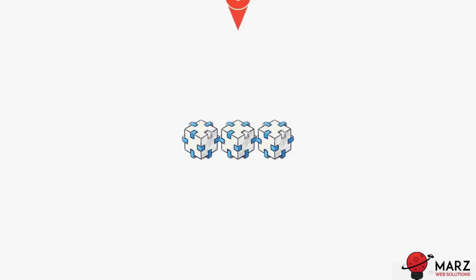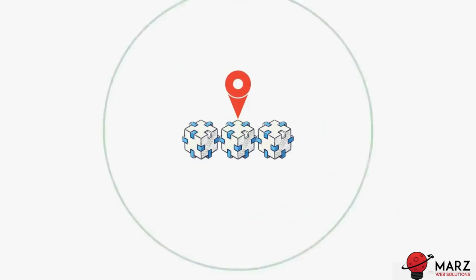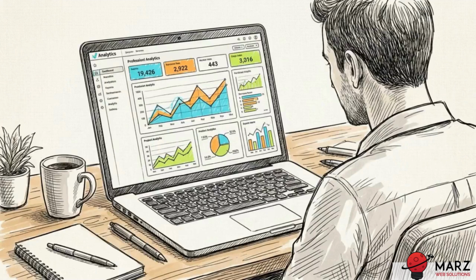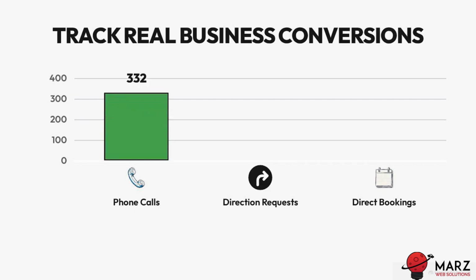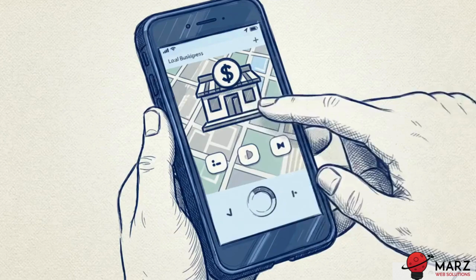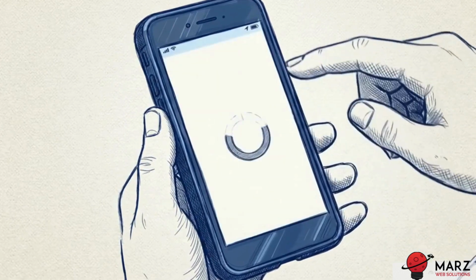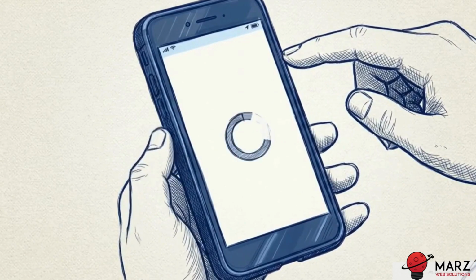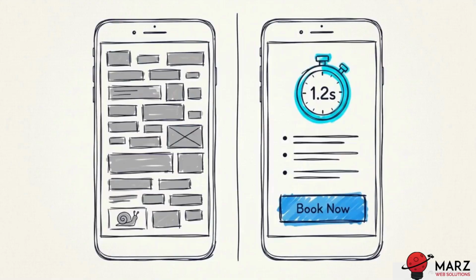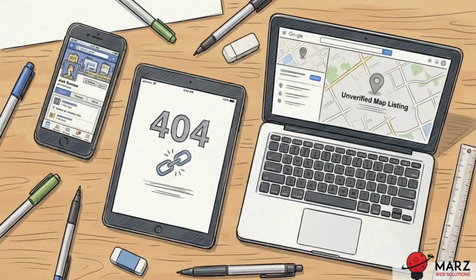By executing these steps, you have built a unified local search foundation. As you monitor your performance over the coming weeks, track actionable data. Count the actual phone calls, direction requests, and direct bookings your profile generates. If your profile visibility is high, but your actual inquiries remain low, you will need to investigate the experience after the click, such as your website's loading speed or the clarity of your service pages. Local SEO is an ongoing business system.